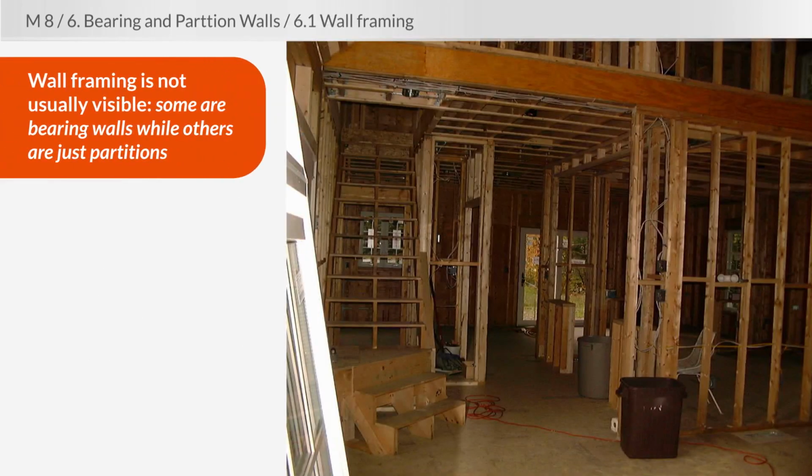And on an existing home, wall frame in general is not going to be visible. Now, the only place you might see wall framing is down in a basement where sometimes part of it's finished and part of it's unfinished for the utility room. And when you go into the utility room, you'll see the back of the wall frame. But for the most part, wall framing is not going to be visible in an existing home. Now, the walls you're looking at here, some of those are bearing walls, and some of them are just partition walls.